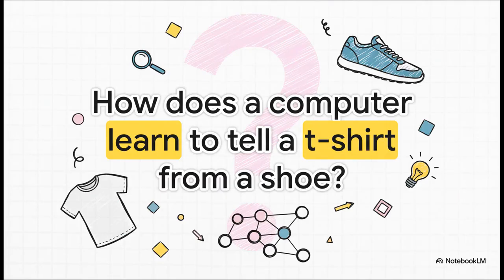And really, that's the core question here, right? For us, the difference is totally obvious. But a computer, it just sees a bunch of pixels. So how in the world do we get a machine to find those hidden patterns and learn to tell apart not just two things, but a whole bunch of them? That's the challenge we're diving into.